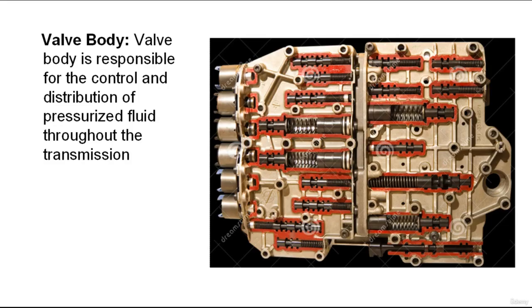Also, we have another part, which is the valve body. For efficient transmission operation, the bands and multiple disc packs must be released and applied at the proper time. The valve body assembly is responsible for the control and distribution of pressurized fluid throughout the transmission. This assembly is made of 2 or 3 main parts: a valve body, a separator plate, and a transfer plate. These parts are bolted as a single unit to the transmission housing.